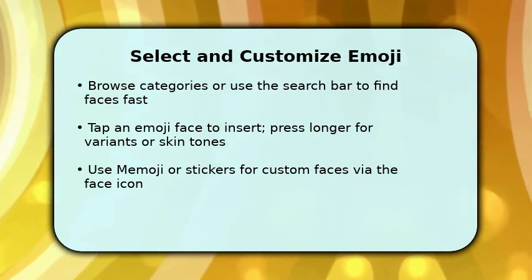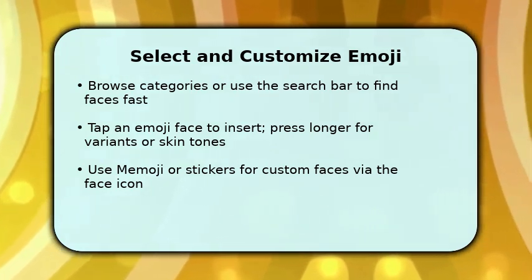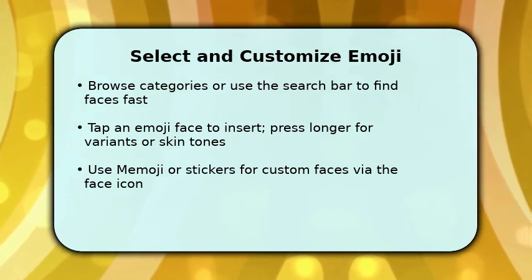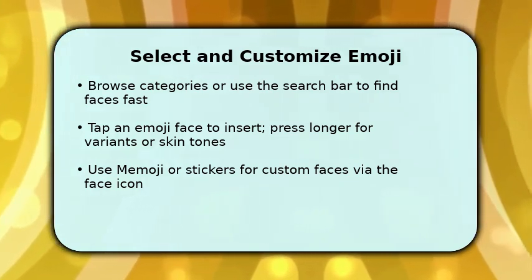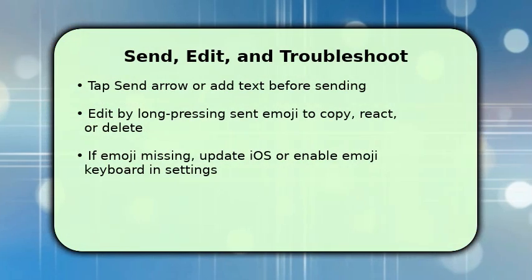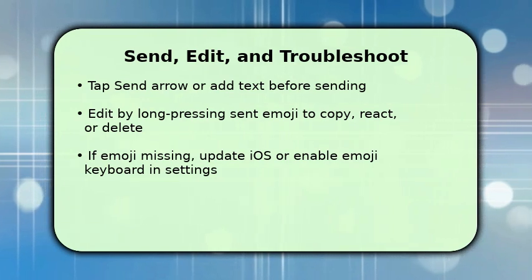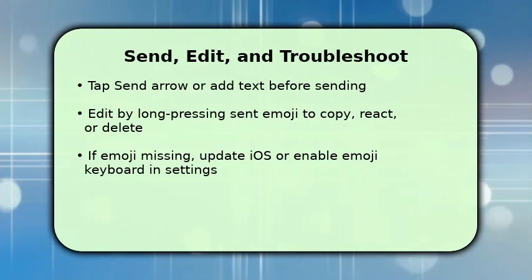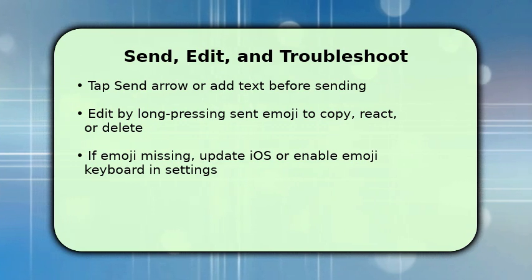For a personalized look, tap the emoji or sticker icon, create or select an emoji, then tap to insert. Once done, you can send it or add text around it. Finally, send and manage your emoji faces. After inserting an emoji, tap the send arrow or type extra text and then send as usual.